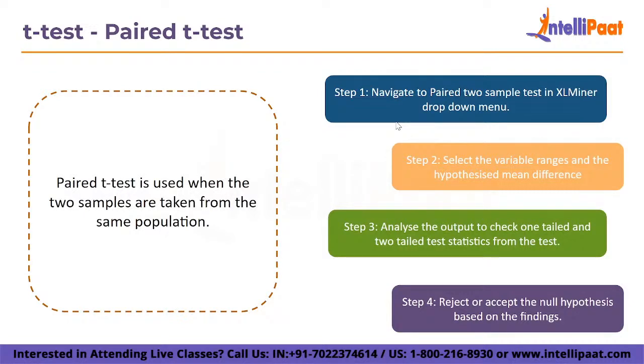Alright, so when we talk about the paired t-test, it is basically used when the two samples are taken from the same population. While using a paired t-test in Excel or in Google Sheets, you just have to navigate to Excel Miner. There you will have your options to choose from, and then basically you give the variable ranges, the hypothesized mean difference, and analyze the output to check one tail or two tail test based on your test statistics. And based on those, you reject or accept the null hypothesis based on the findings.